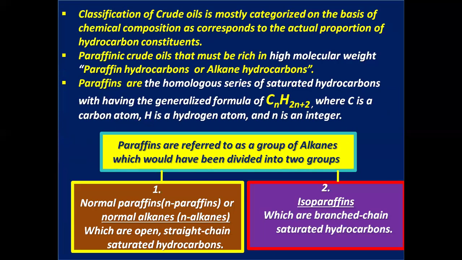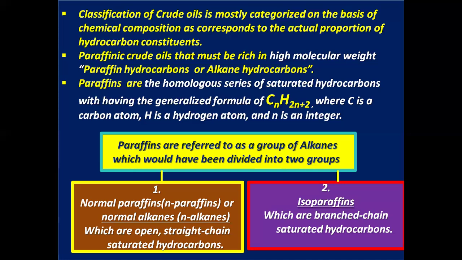Classification of crude oils is mostly categorized on the basis of chemical composition, as corresponds to the actual proportion of hydrocarbon constituents. Paraffinic crude oils must be rich in high molecular weight paraffin hydrocarbons or alkane hydrocarbons. Paraffins are the homologous series of saturated hydrocarbons with the generalized formula CnH2n+2, where C is a carbon atom, H is a hydrogen atom, and n is an integer.